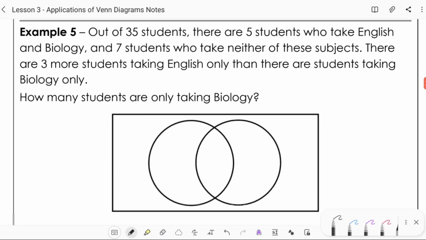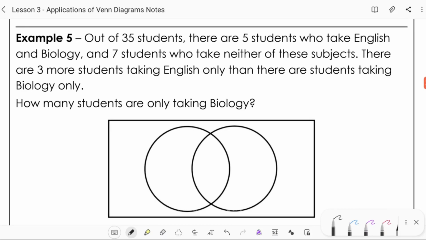All right, one last example here. Out of 35 students, there are 5 students who take English and biology and 7 students who take neither. There are 3 more students taking English only than there are students taking biology only. How many students are only taking biology?